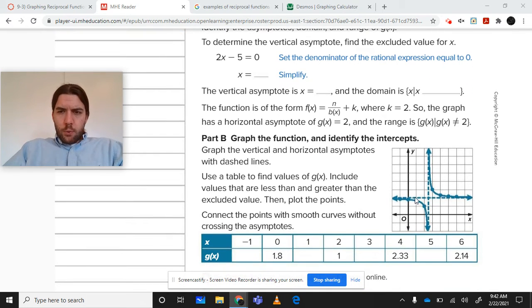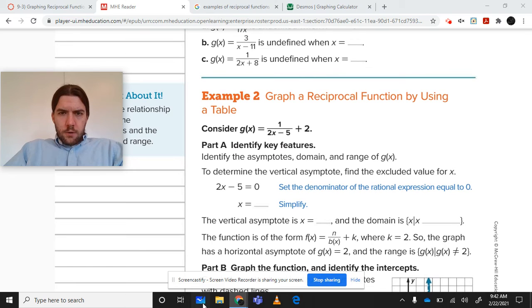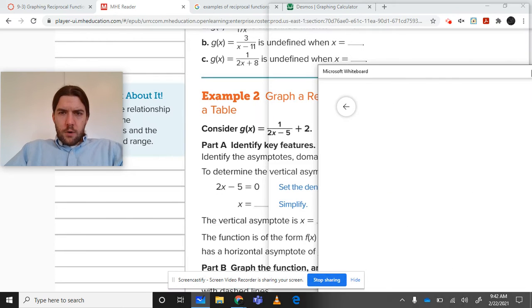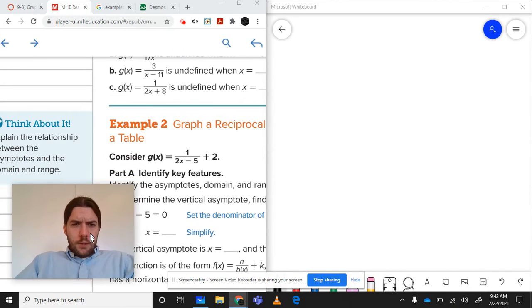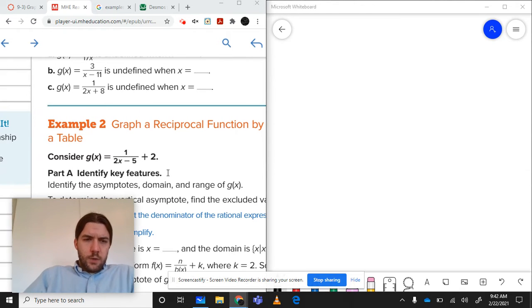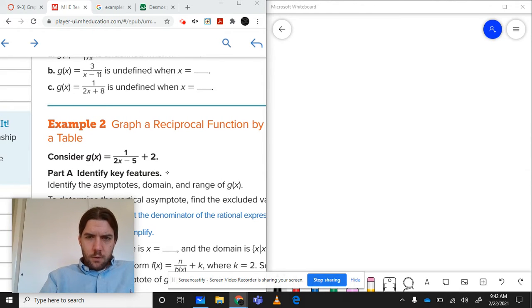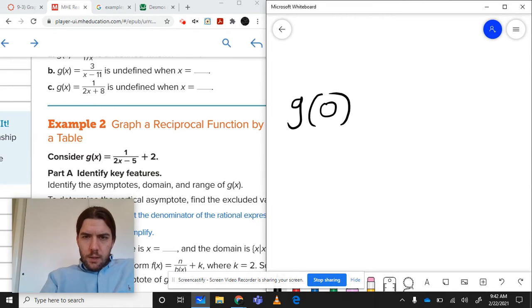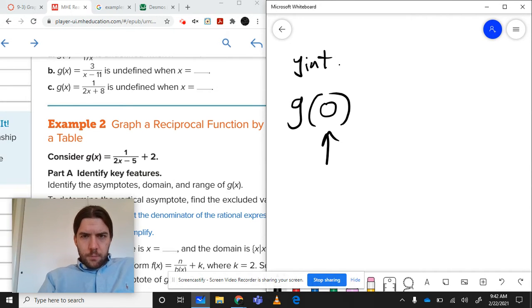Beyond that, we can look for points to graph, such as the x and y intercepts. It's always a good place to go. So doing that, if I want to know where my graph runs into the y-axis, that is when x equals 0. So our y-intercept would be g of 0, when x equals 0.